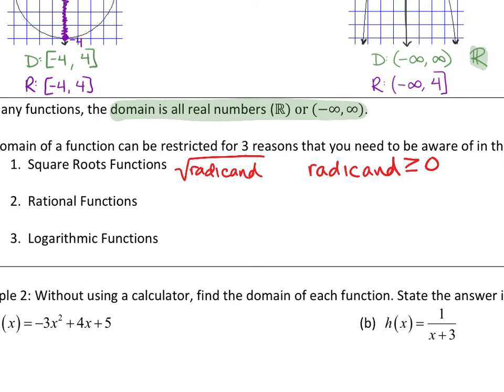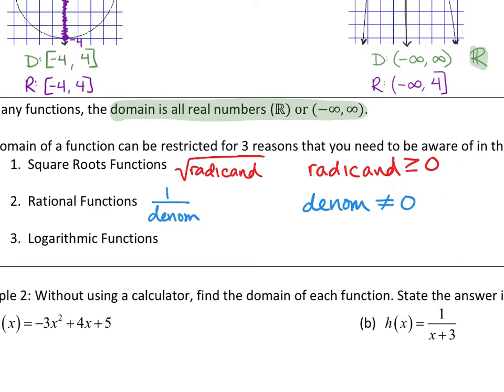Okay. Rational functions are the next type of function that have a restriction on them. Rational functions are fraction functions, so they have a denominator. There might be a bunch of stuff in the numerator, but if there is a denominator, then you have to know that the denominator cannot be equal to 0. That's the restriction on its domain. Whatever the denominator is, can't be 0 because you can't divide by 0.